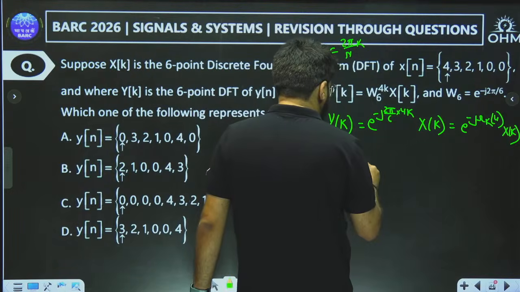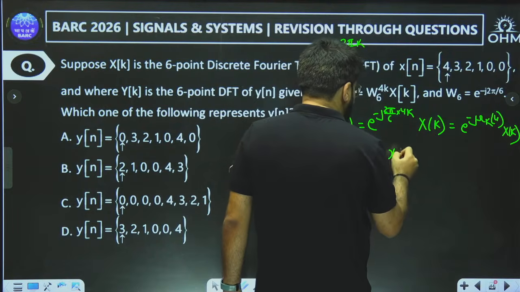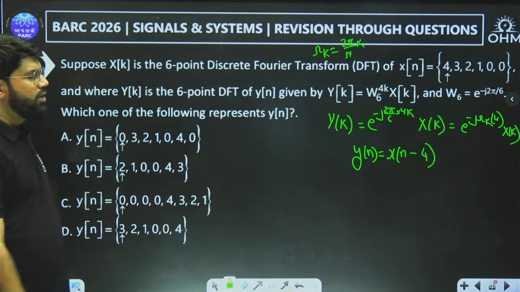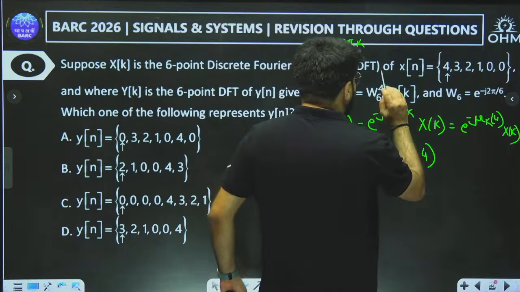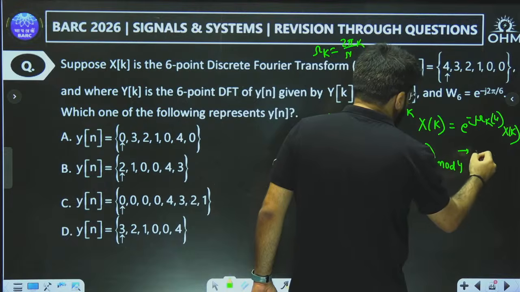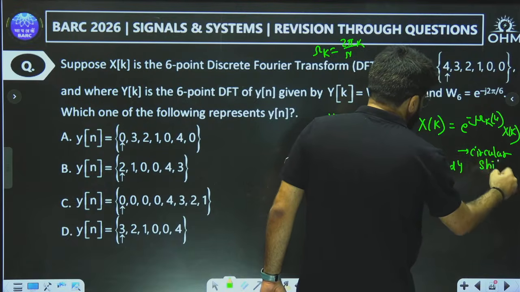What should be yn? E power minus j 4 omega. So yn should be x of n minus 4. Okay, time shift property of DFT, x of n minus 4. Now, because DFTs and IDFTs are periodic, what type of shifting is followed? Circular shifting, circular right shift.